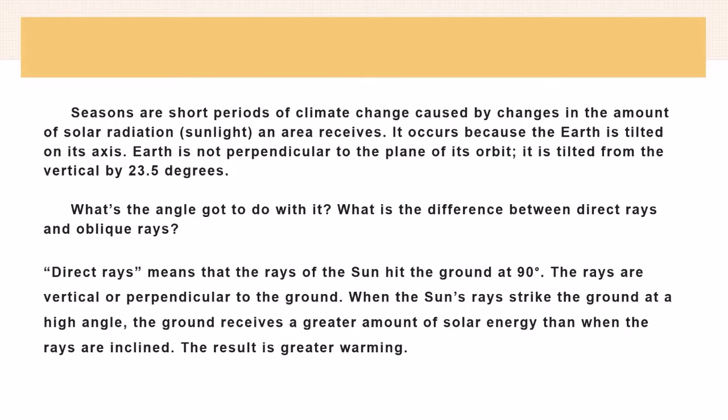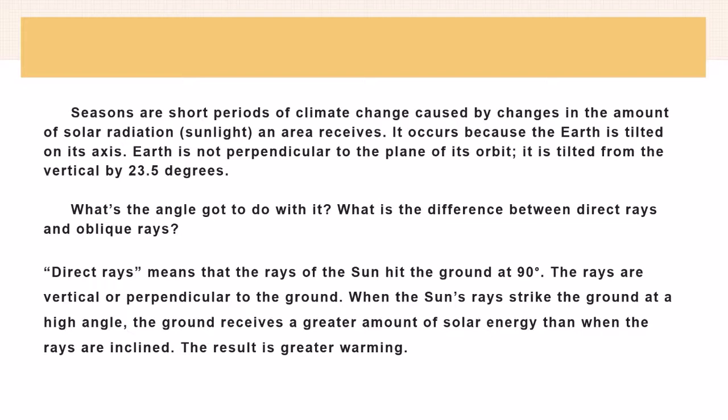Seasons are short periods of climate change caused by changes in the amount of solar radiation or sunlight an area receives. It occurs because the Earth is tilted on its axis. Earth is not perpendicular to the plane of its orbit. It is tilted from the vertical by 23.5 degrees. What's the angle got to do with it?